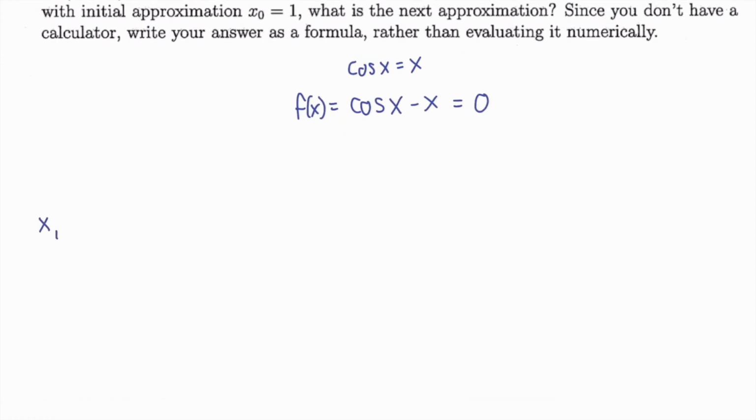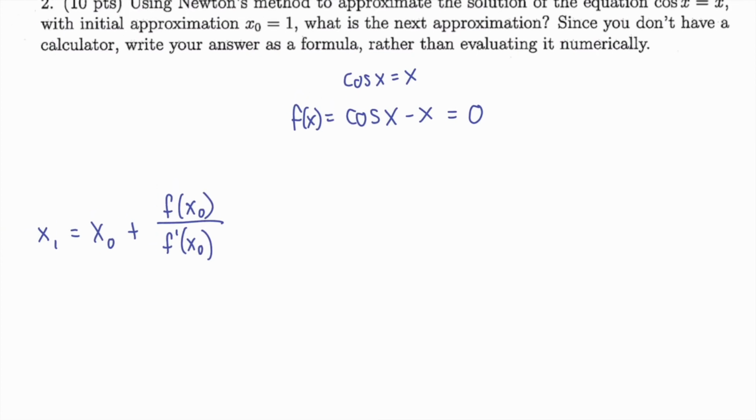And let's let that be our function, since we're finding a root of this equation. So remember, if we want to find our next approximation, Newton's method tells us that that's equal to our last approximation plus our function at that approximation over the derivative of our function at that approximation. So they tell us that our first approximation is 1. So then our function at that value is just going to be cosine of 1 minus 1.